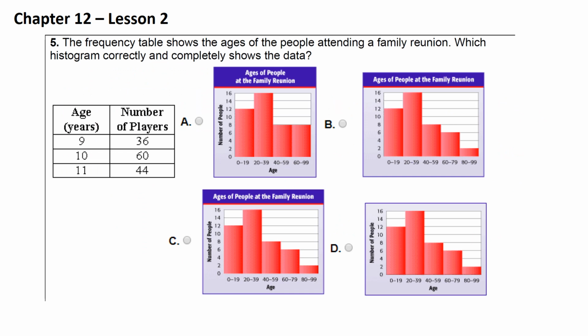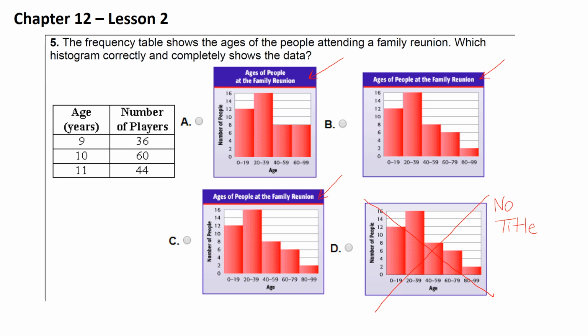The frequency table shows the ages of the people attending a family reunion. Which histogram correctly and completely shows the data? Now, when we look, I notice right away that we have titles on 3 of the 4 graphs. Graph D has no title. So I can eliminate graph D because that is not a complete graph.